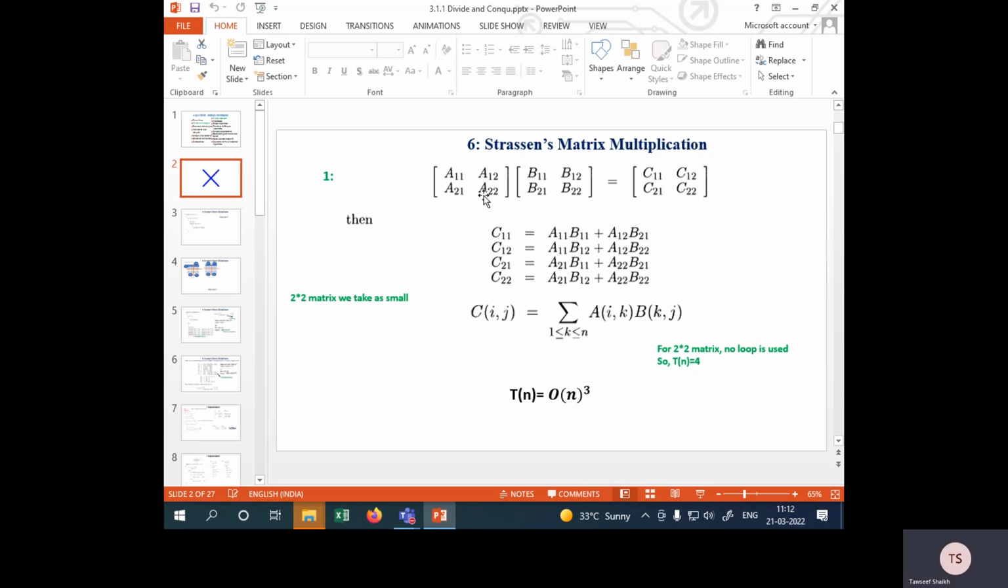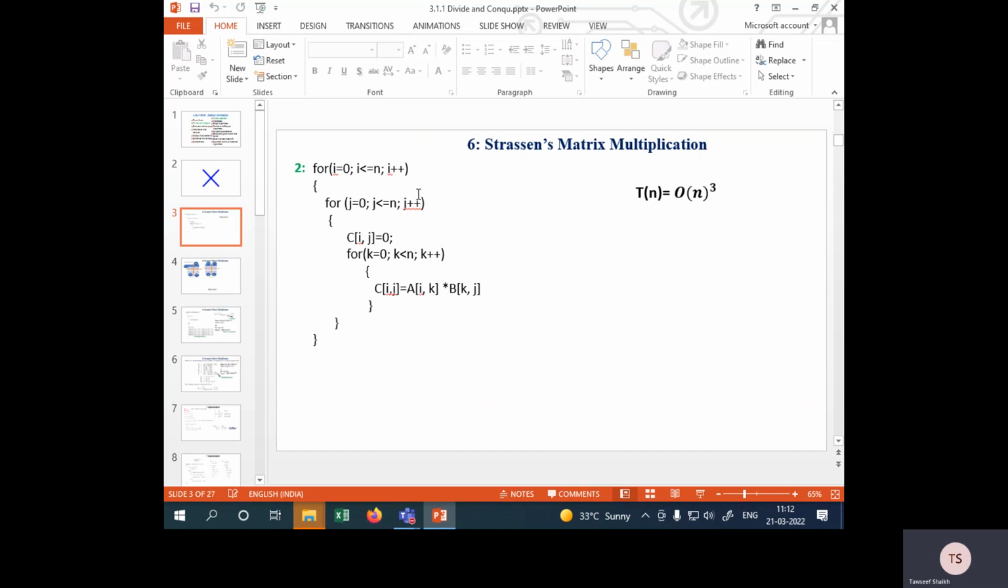So we take a 2 cross 2 matrix as a small problem in the divide and conquer approach. Since when we divide a large problem into small problems, we should also define what a small problem is. In matrix multiplication, we take any matrix of size 2 cross 2 or lower as a small problem. Any matrix with more than 2 rows or columns will be a big problem.